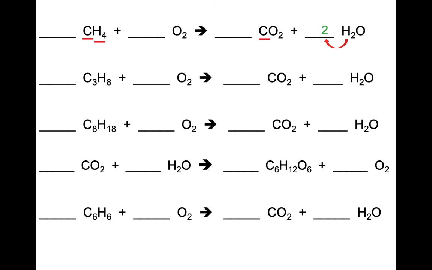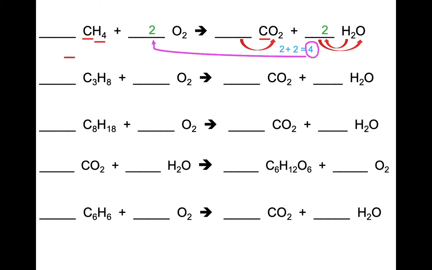Now let's see how many total oxygens we have on the product side. We have 2 oxygens here, and a total of 2 oxygens here, for a total of 4. We have only one other place where we can actually put a coefficient to balance this equation, and that's in front of the O2. So to make our oxygens balance, that is going to need to be a 2. So our coefficients are 1, 2, 1, 2.